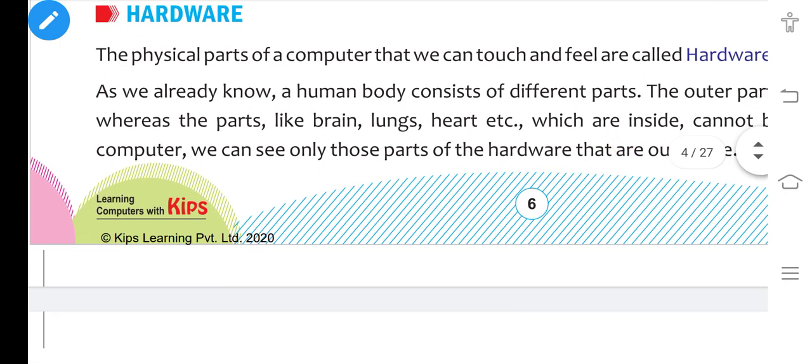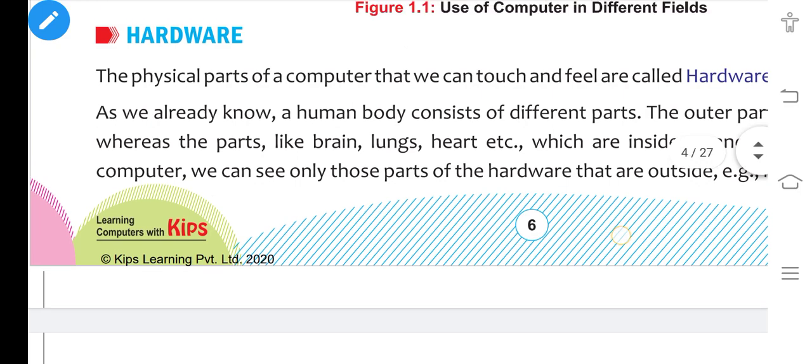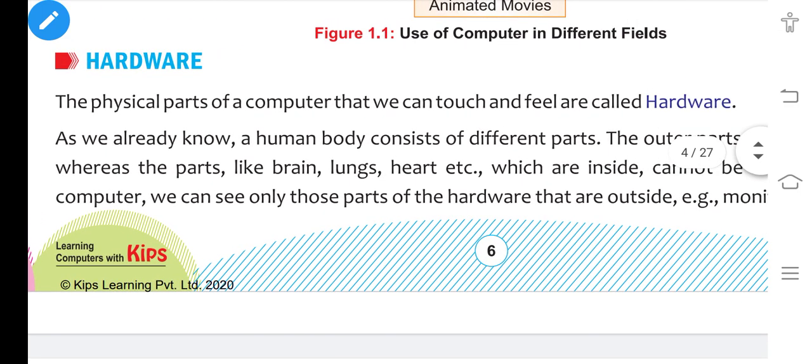Now our next topic is hardware. Children, you know about the main parts of a computer. What are the main parts of a computer? That is monitor, CPU, keyboard and mouse. Can you touch these parts of a computer with your hands? Yes, you can, because monitor, CPU, keyboard and mouse are the physical parts of the computer.